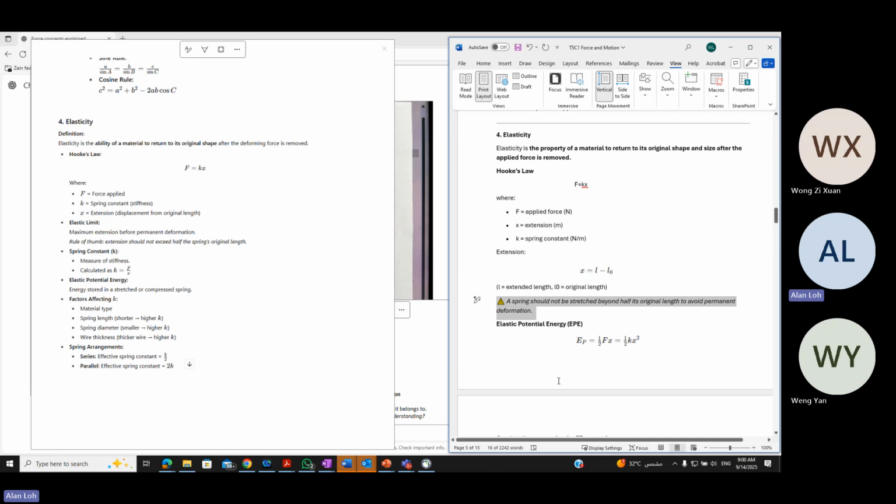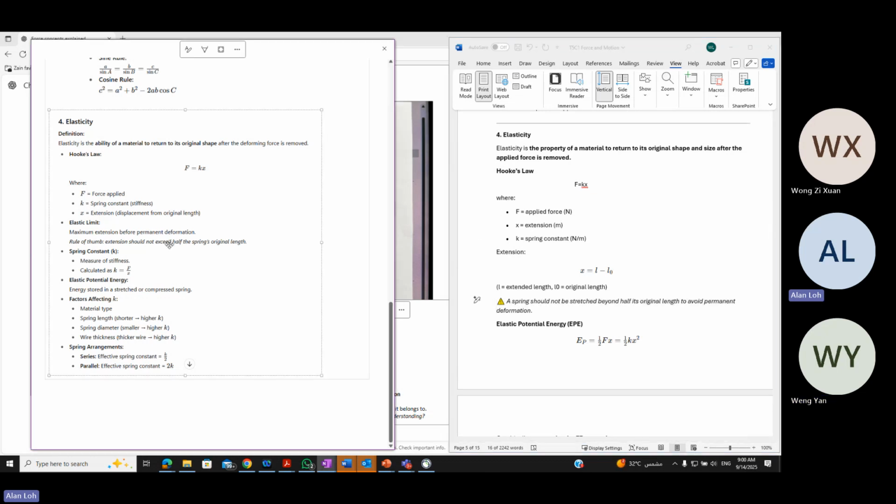Oh, I thought there was that just now. Or was it not? I don't know. I thought it was inside. Okay, yes, you're right. It's here. Rule of thumb: extension should not exceed half, to avoid permanent deformation. You're right. So there's no new information. There's no new understanding because it's already known. Good.